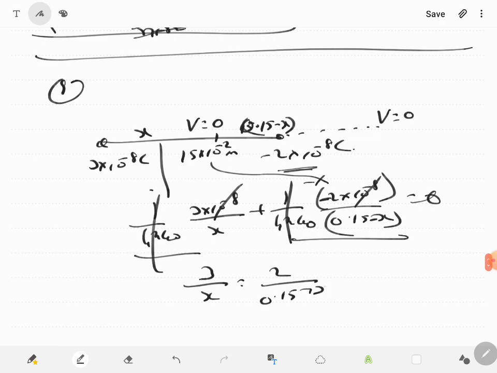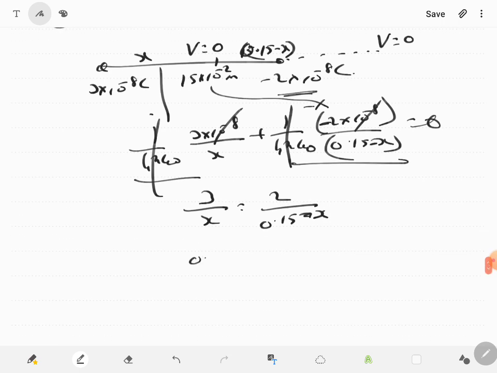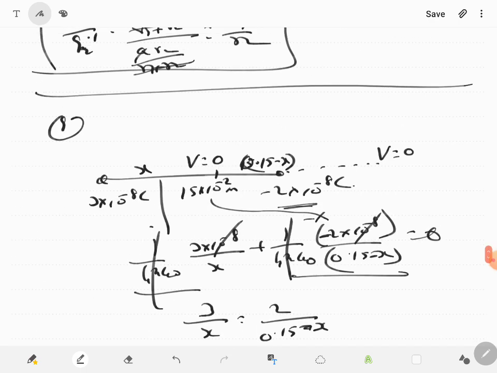So 3 by x is equal to 2 by 0.15 minus x. On cross multiplying, you get 0.45 minus 3x is equal to 2x. So 5x is equal to 0.45, and x is equal to 0.09. The other part will obviously be 0.06. But you also know the other extreme: on the complete other extreme, you can have the potential to be zero on the right side of the lesser charge. So you have to continue with that.